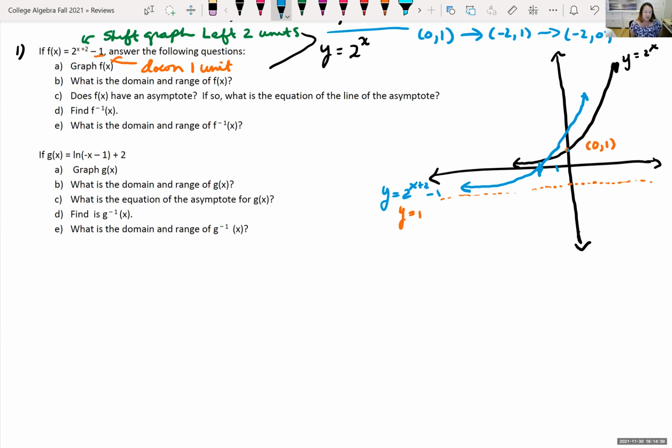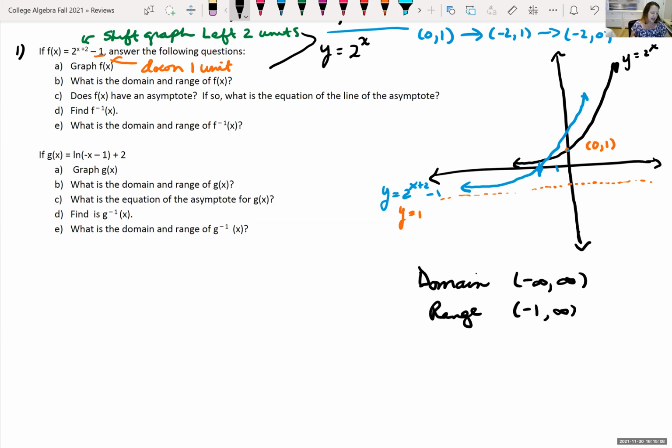It wants to know what is the domain and the range of f of x? The domain of this, we don't have any trouble spots. We can use all real numbers, so negative infinity to infinity. Our range, well, we're never going to hit -1, and we're always going to have y values above -1. So it's -1 to infinity.